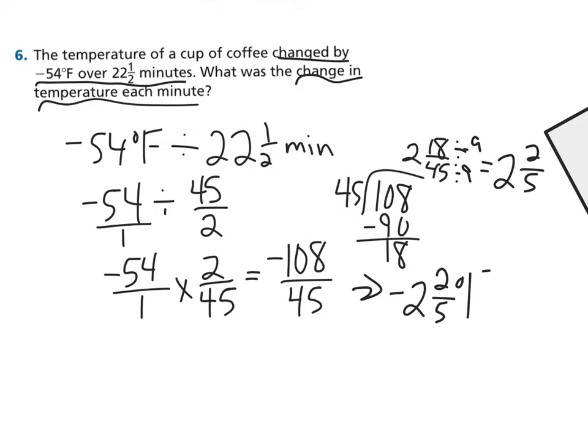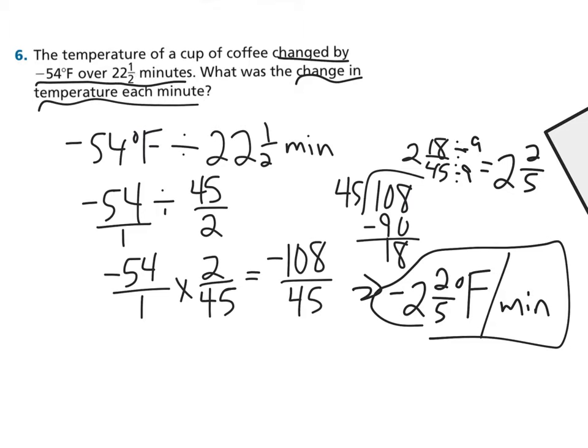So temperature decreased by 2 2/5 of a degree Fahrenheit per minute, or if you did decimal, it'd be negative 2.4 degrees Fahrenheit. Generally, just because of what we've talked about with repeating decimals and things like that, and just discussions we've had with other math teachers, we're going to try to stick with fractions rather than changing to decimals if possible.